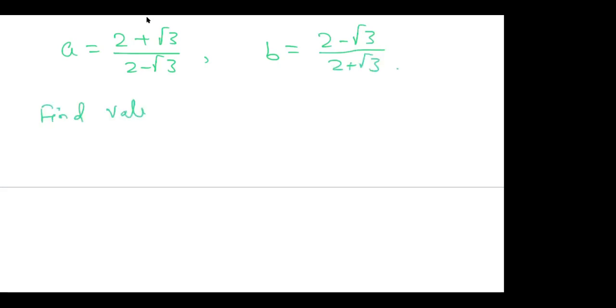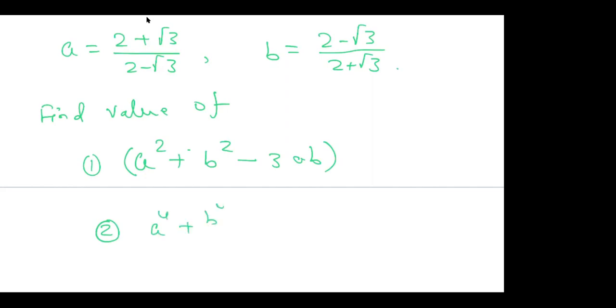Like a is 2 plus root 3 upon 2 minus root 3. Find the value of a square plus b square minus 3ab. First, second, b to the power 4. Third, all three values. Do it fast.